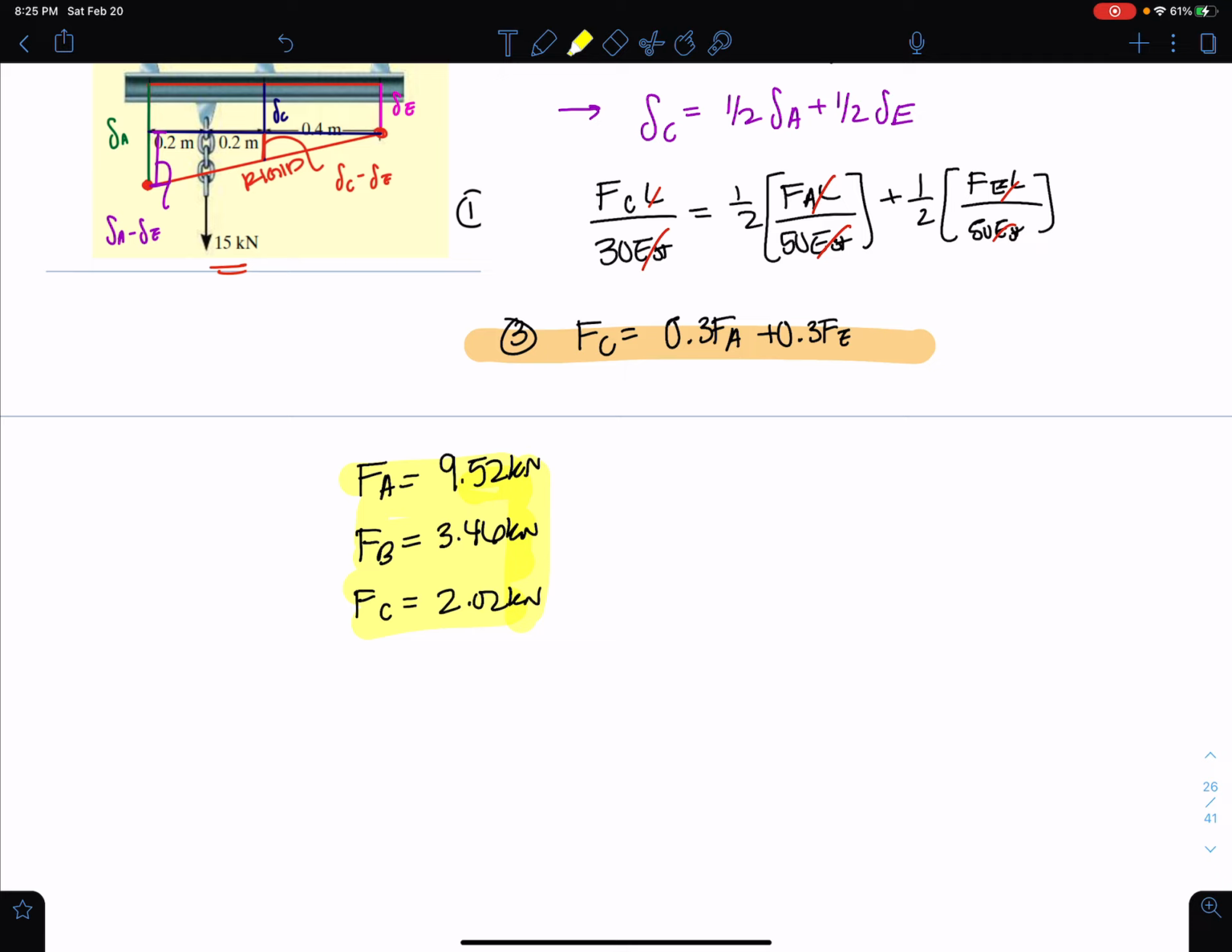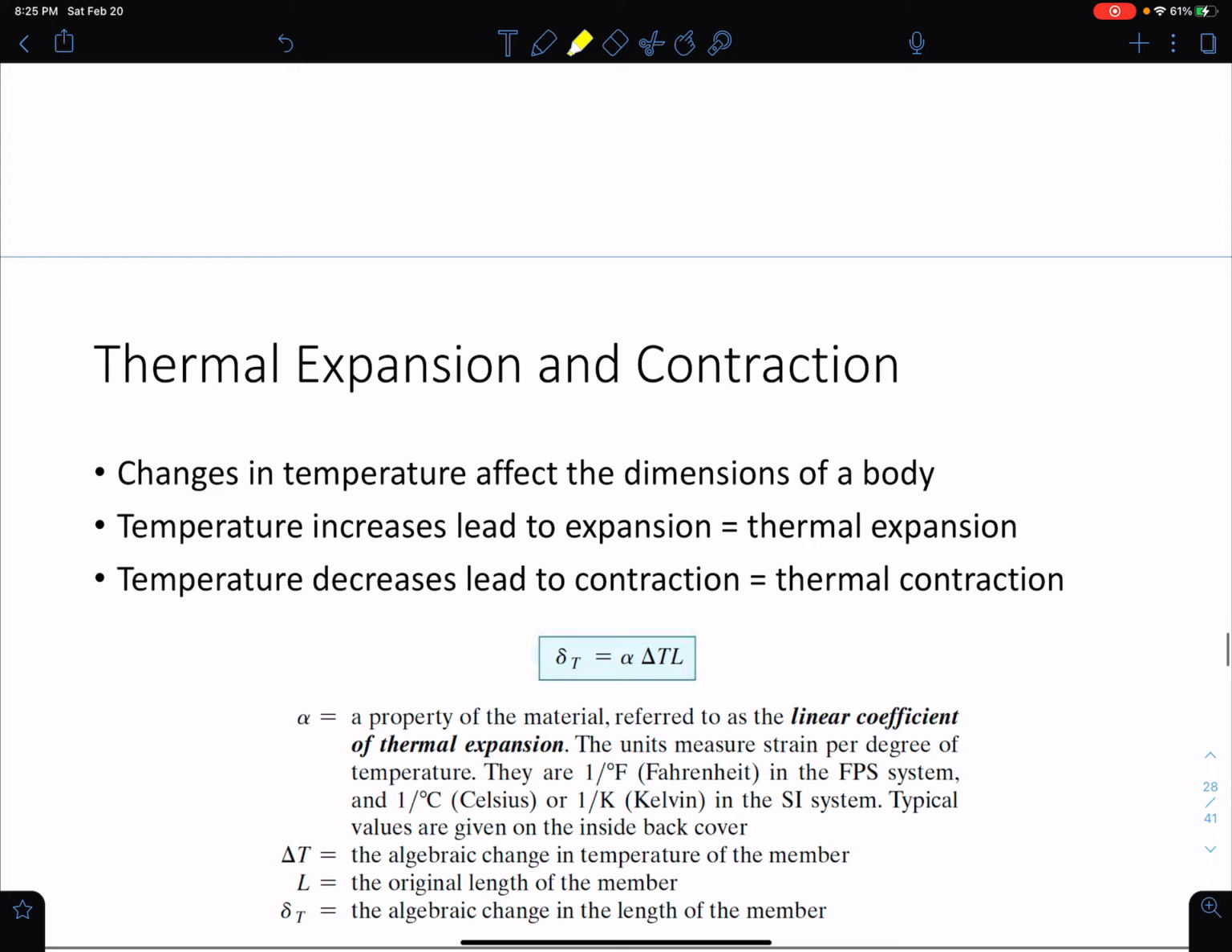Okay, so we're going to stop here for this video, and in the next video, we're going to talk about thermal expansion and contraction.